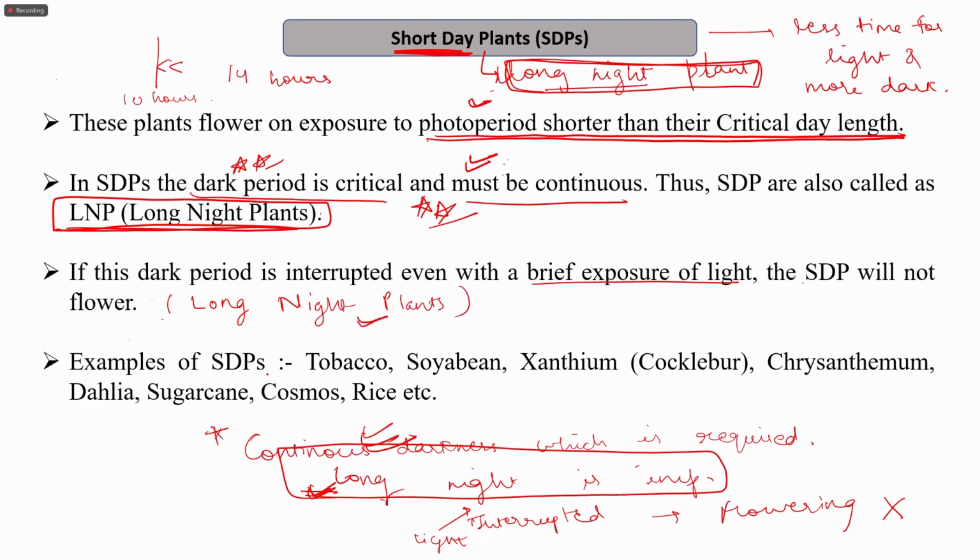So, examples of SDPs, you need to remember these examples. These are important. Examples include tobacco, in which it was discovered, soybean, xanthium, chrysanthemum, dahlia, sugarcane, cosmos, rice, etc. So these are examples of short day plants. Tobacco is important and soybean is also important, in which it was discovered.